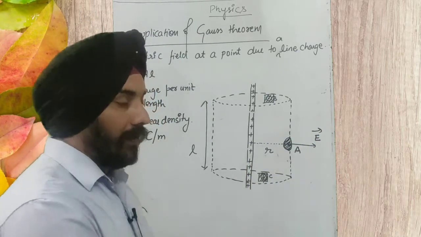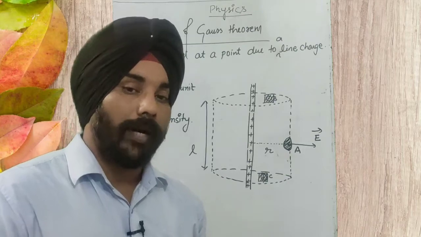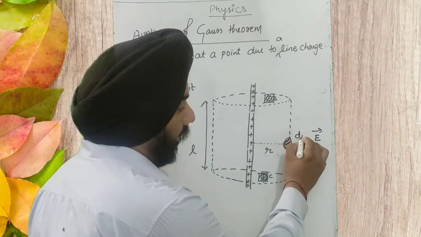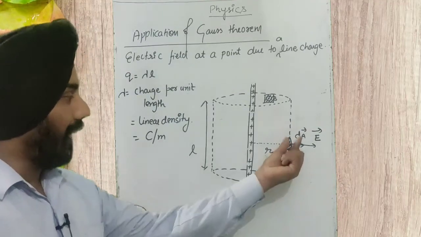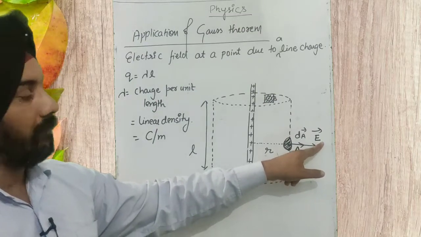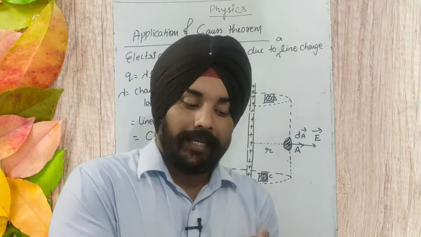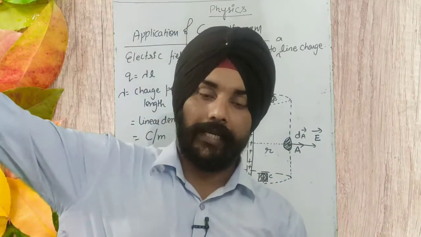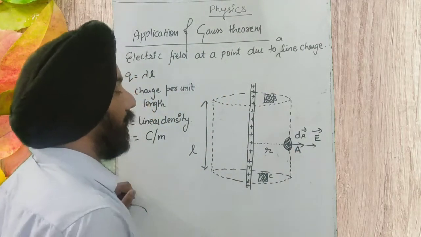The area vector at this point A will always be perpendicular to that area, so it is also dA. A small area element, the dA vector, and the electric field are both in the same direction here, because a positive charge always gives electric fields away, starting from the positive charge and terminating at infinity. So they are both in the same direction.